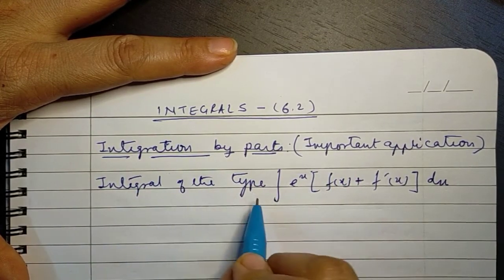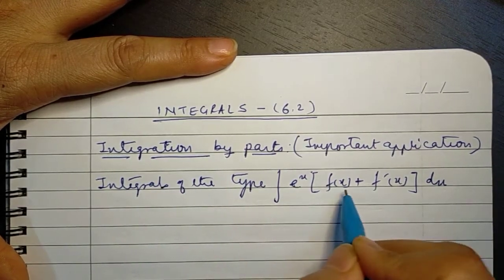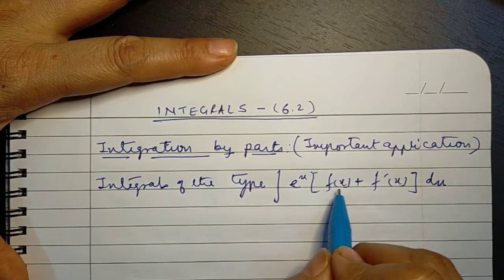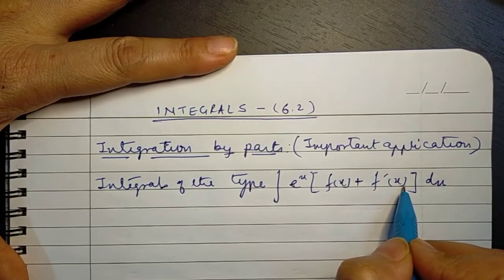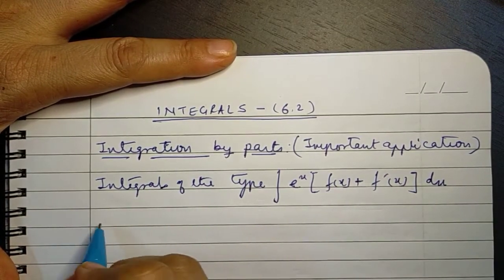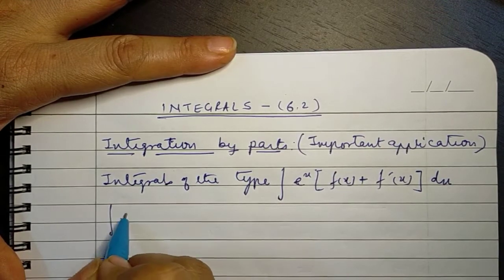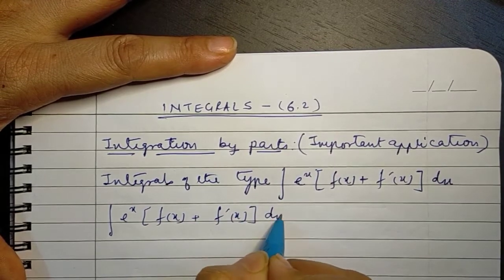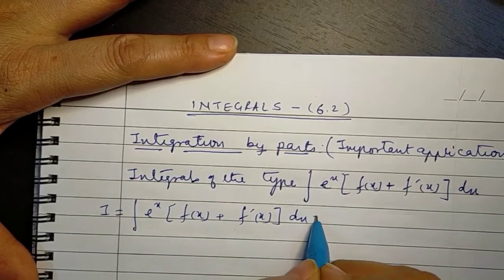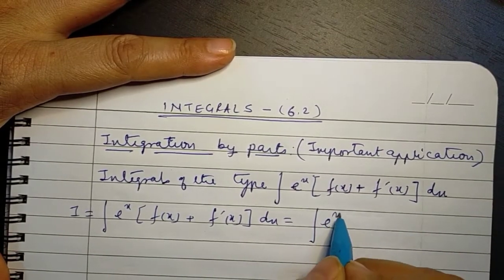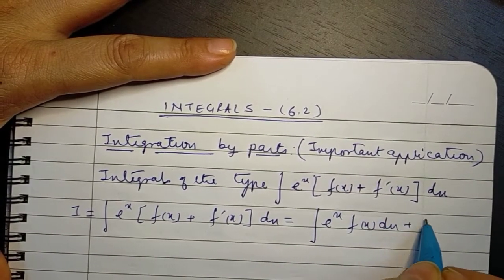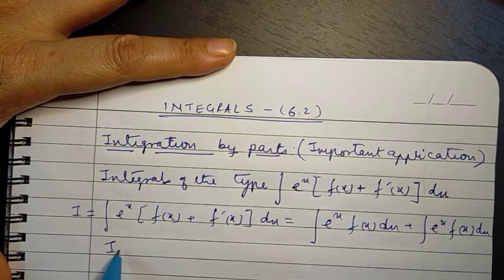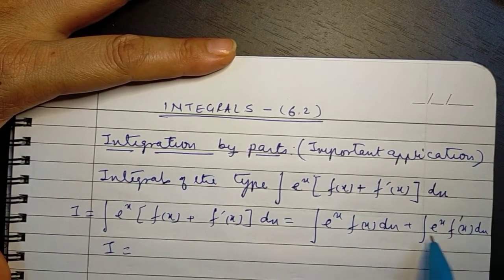this in solving the integrals of the type e raised to the power of x times the sum of two functions, that is f(x) plus its derivative. Okay, so let's see how this helps us. Now, the integral of e raised to the power of x times [f(x) plus f'(x)] dx, suppose we call it I. When you solve it, you can split this as the integral of e^x f(x) dx plus the integral of e^x f'(x) dx.